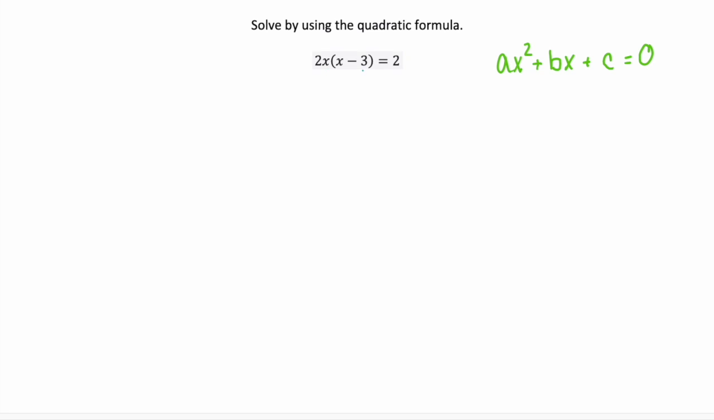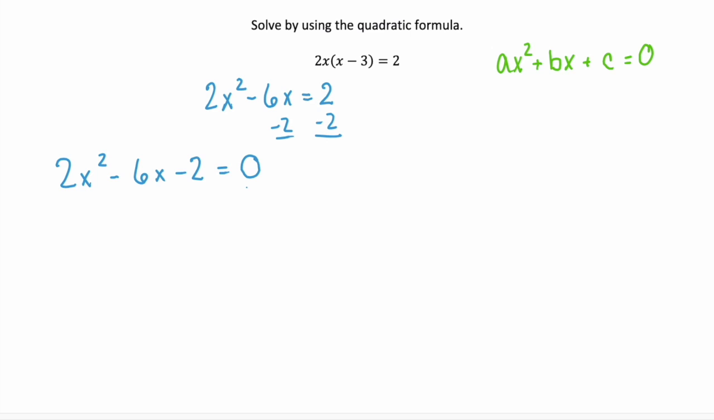So we need to distribute on the left-hand side. That gives us 2x squared minus 6x equals 2. Now subtract 2 from both sides, and we have 2x squared minus 6x minus 2 equals 0. Now we have our quadratic in standard form.